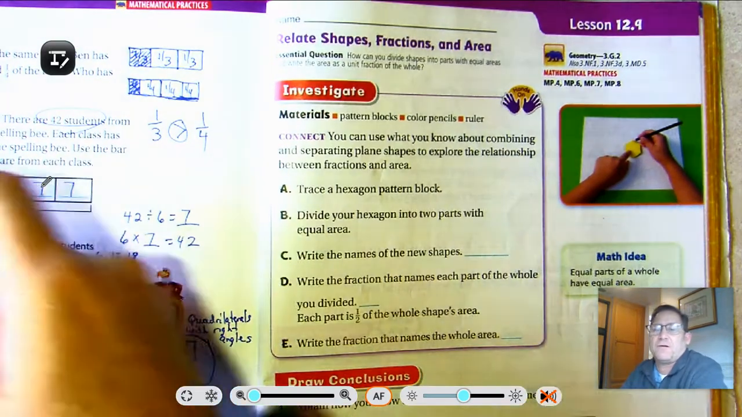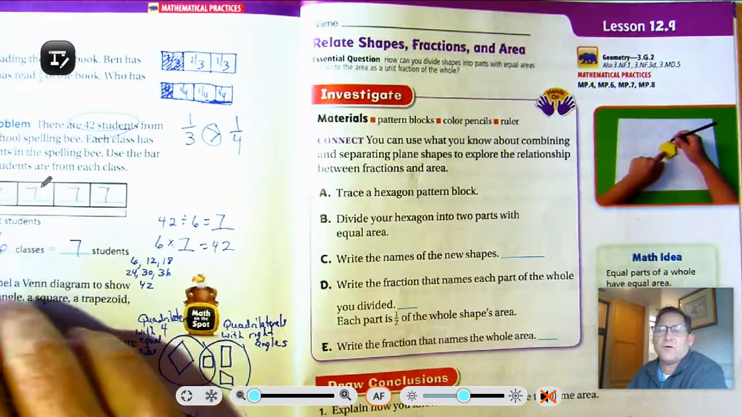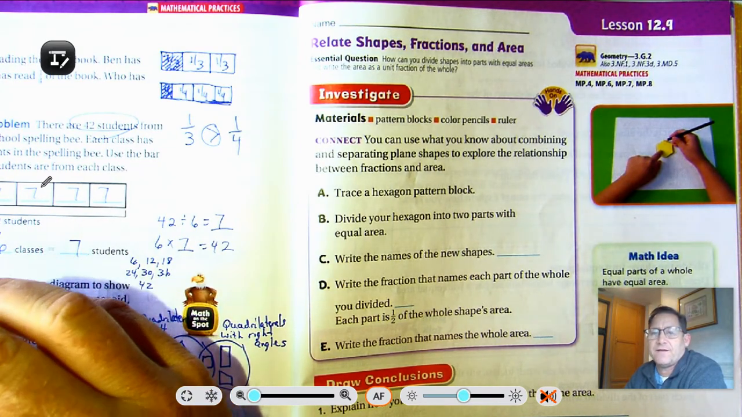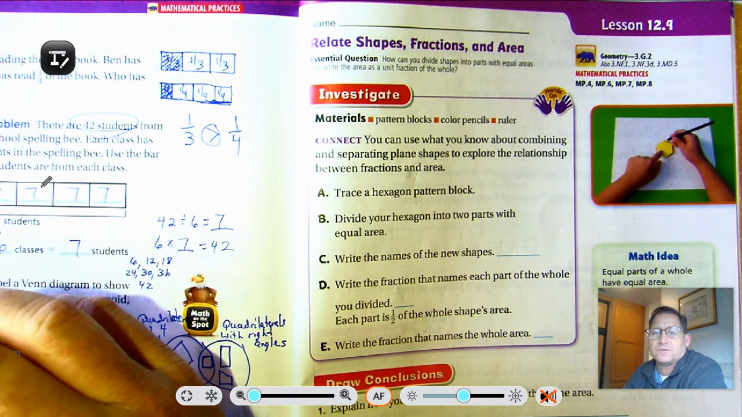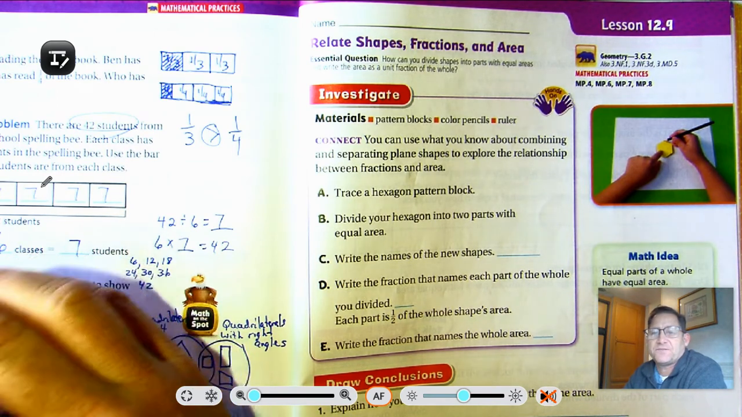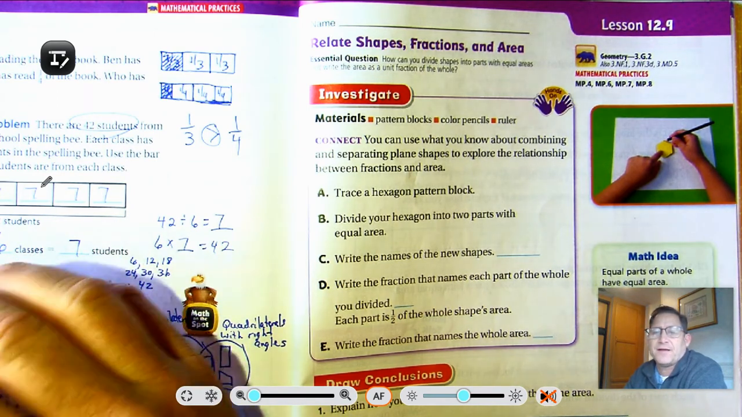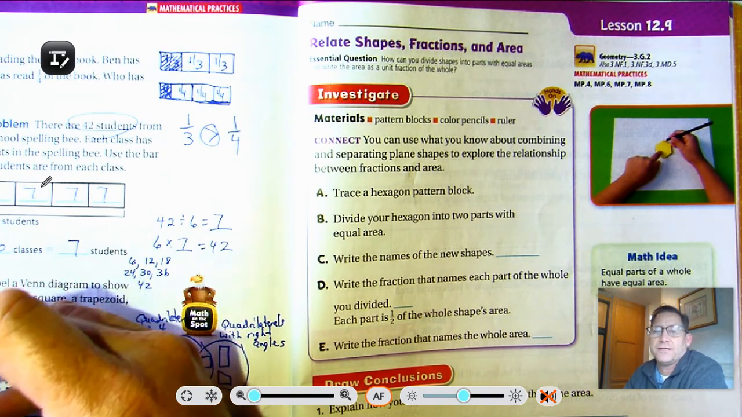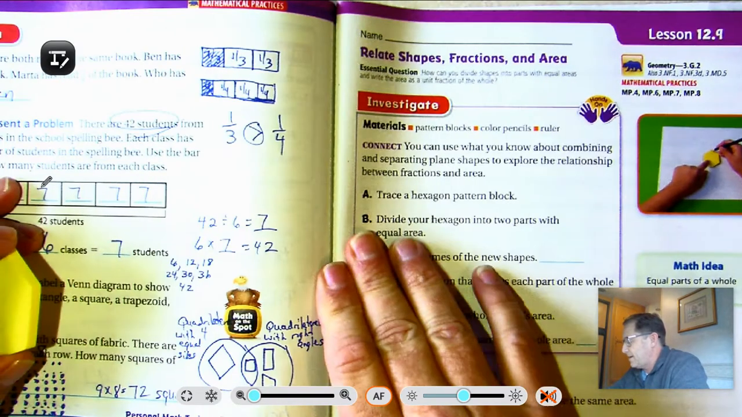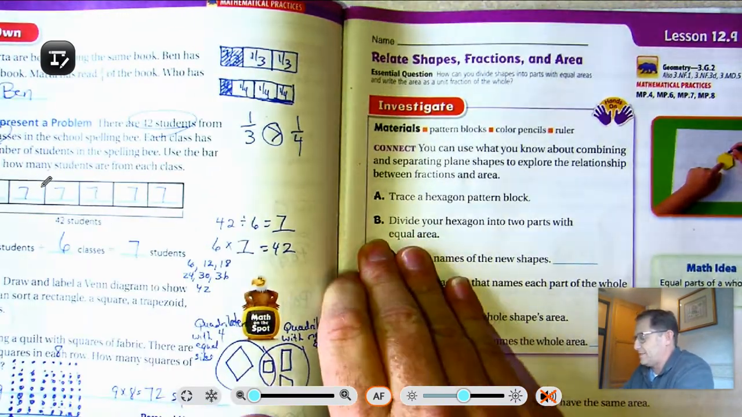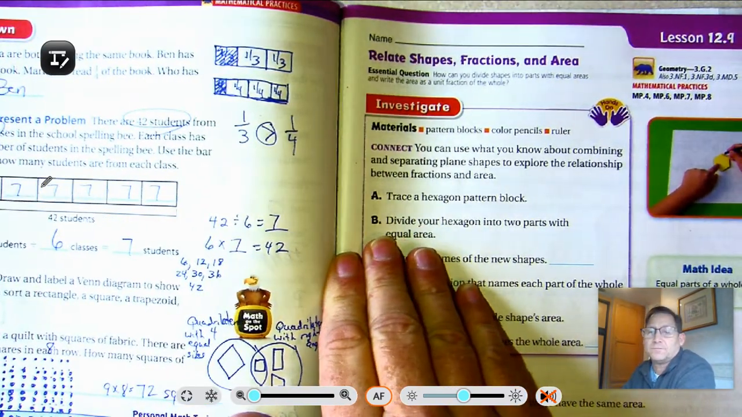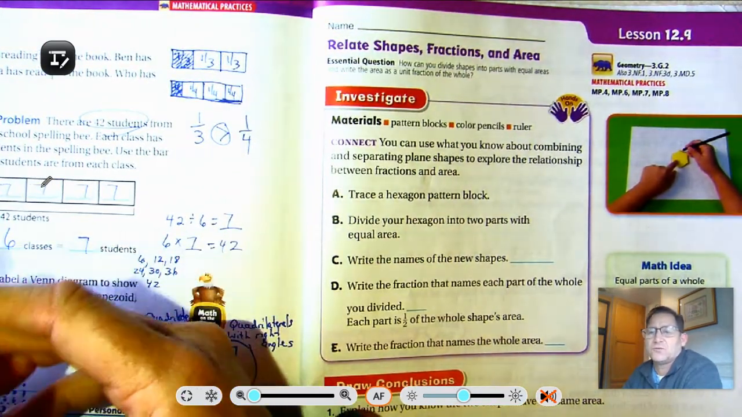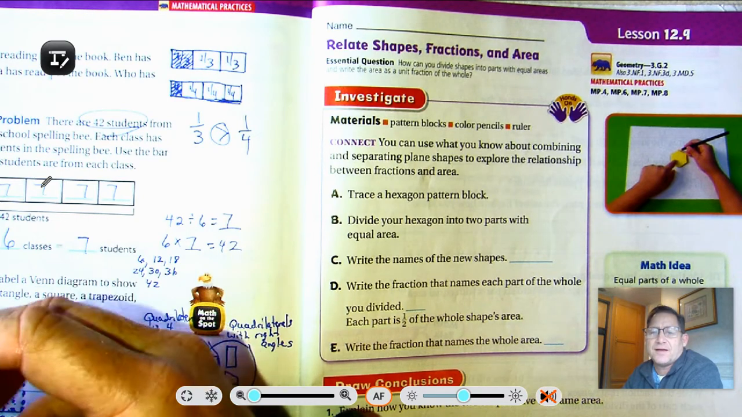Hello, everybody. All right, so lesson 12.9, the final lesson in the third grade Go Math textbook. Our topic today is relate shapes, fractions, and area. And our essential question is, how can you divide shapes into parts with equal areas and write the area as a unit fraction of the whole? All right, so pattern blocks, color pencils, and a ruler could be useful.